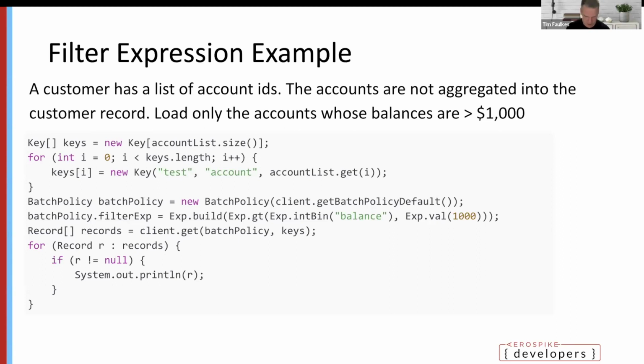So I've loaded my customer. I know the keys of the accounts. So what I want to do is a batch get, and the batch get says for each one of my accounts, go and get me that record. But let's say I only want the accounts whose account balances are greater than $1,000.